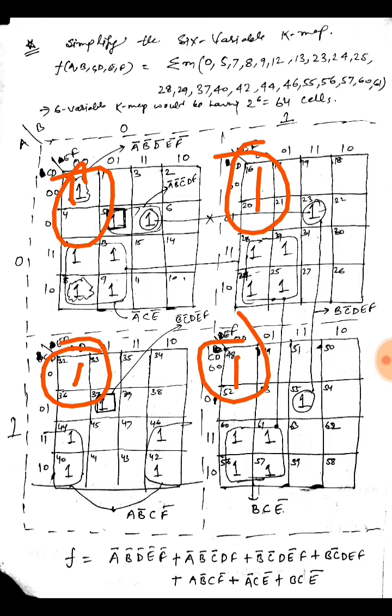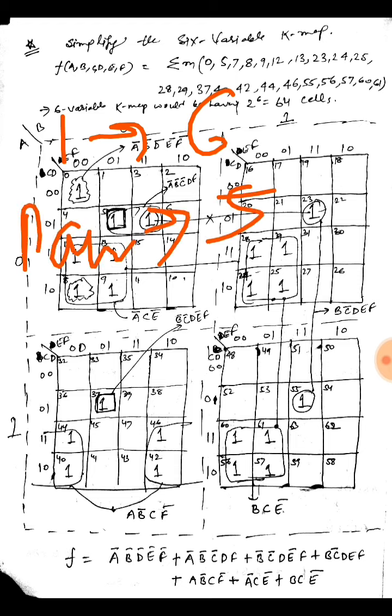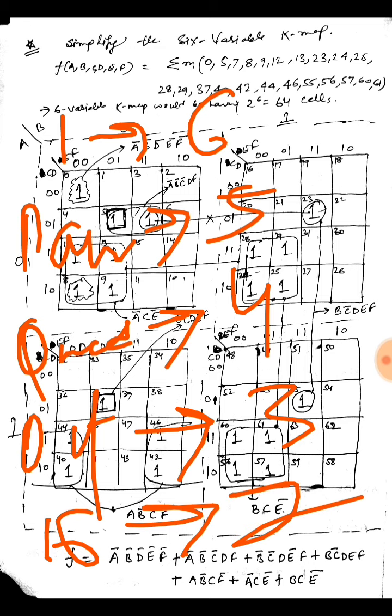So if I have 1 in all these cells, then it would make a quadruple. One cell would have 6 variables. If I have a pair, then it will have 5 variables. If I have a quad, it will have 4 variables. If I have an octet, then it will have 3 variables. If I have a combination of 16 cells, then it will have only 2 variables.